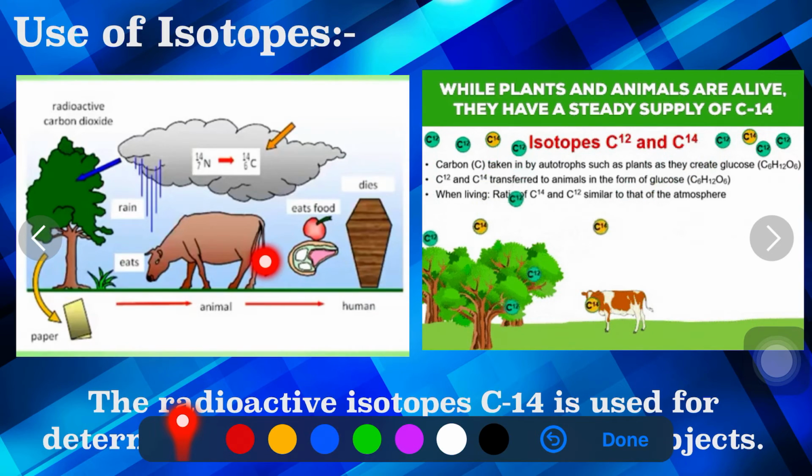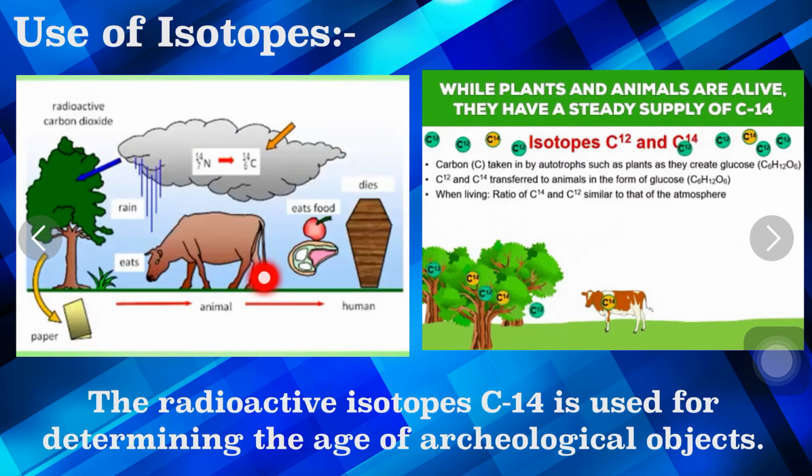Animals then acquire carbon 14 by eating the plants. When the animal or plant dies, it stops exchanging carbon with its environment, and thereafter the amount of carbon 14 it contains begins to decrease as the carbon 14 undergoes radioactive decay. Measuring the amount of carbon 14 in a sample from a dead plant or animal, such as a piece of wood or a fragment of bone, provides information that can be used to calculate when the animal or plant died.